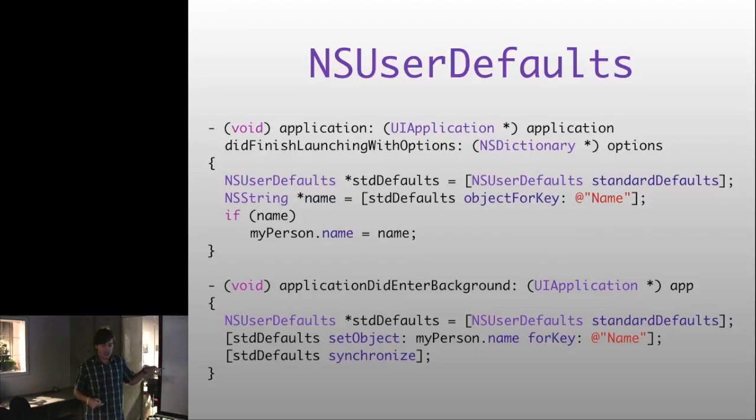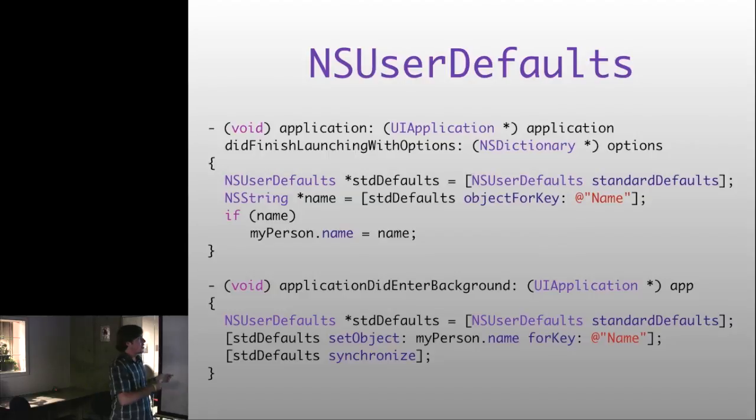And then there's this synchronize method call that you call to say, commit this, actually write it out to a file. It won't do it immediately if you just do a set object. You have to say synchronize to actually make sure that what's on disk is the same as what you have in your local copy of the dictionary.